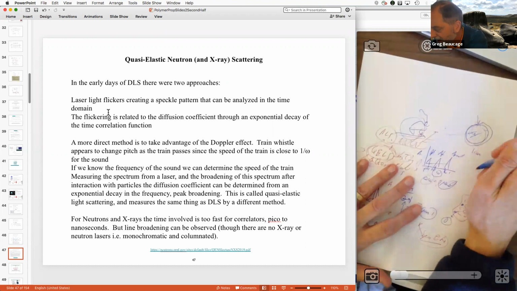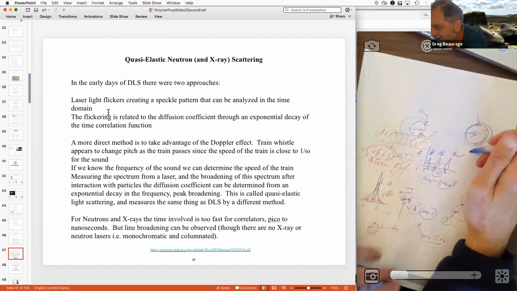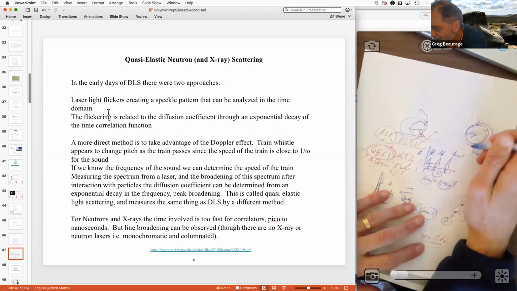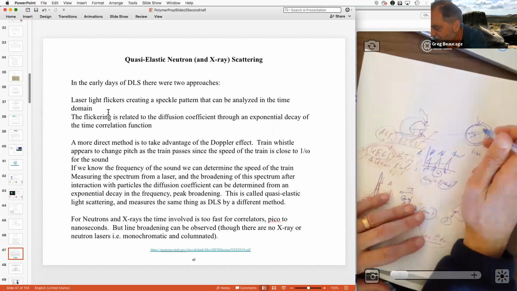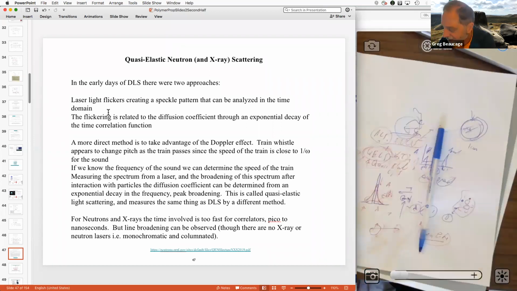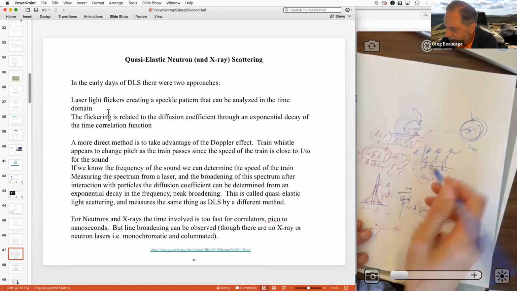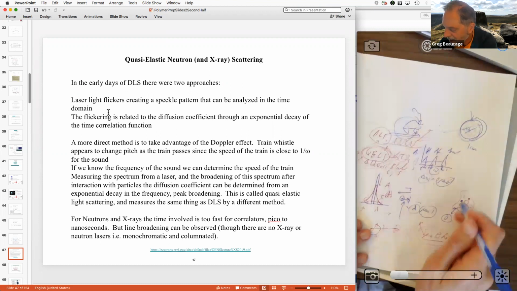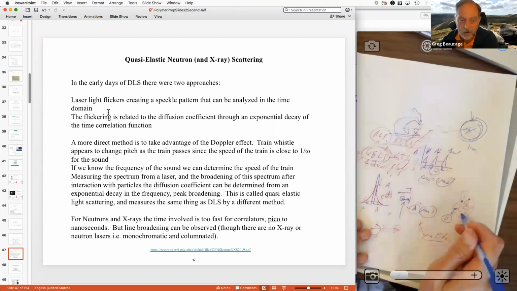So there are a lot of advantages to neutrons over light. You don't have to be able to see through it to use neutrons. You can use much larger samples. Anyway, there are various reasons that people use it. And the biggest one probably is that you can tag with deuterium. You can replace hydrogen with deuterium and make things light up and then see only certain features, right?